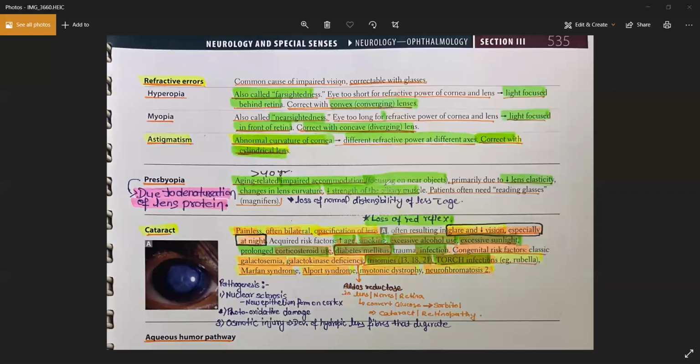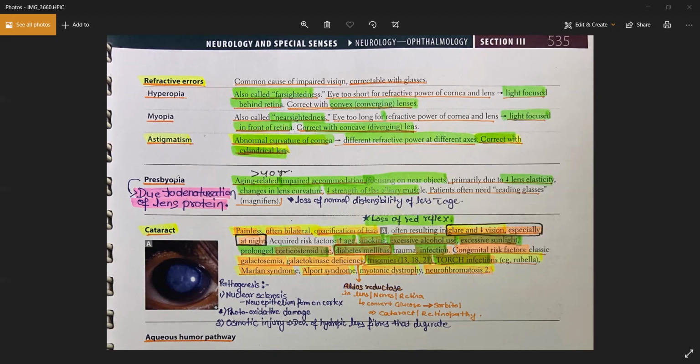Very importantly, now what happens is, four things are there. One is the denaturation of the lens protein. You must remember all these things, what is happening with the age, because this condition is happening in the old age, right? As a result of the damage to some fibers and the proteins in old age, this condition is happening. So you will have a decrease in the lens elasticity, you will have a change in the curvature, you will have a loss of normal distensibility of the lens with the age, and you will have the denaturation of the lens protein.